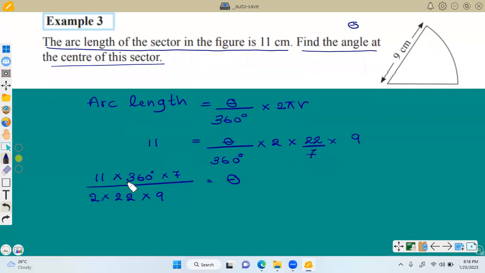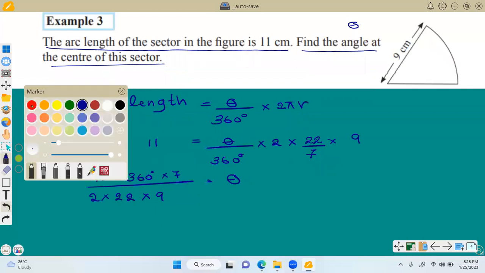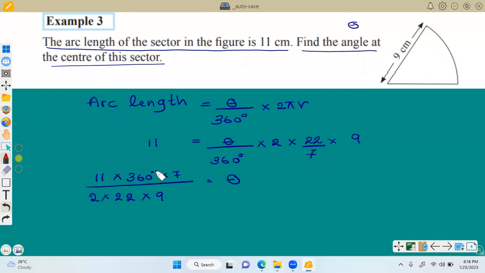So now we can simplify. Look at how we can simplify. 360 divided by 9 is 40, because 36 divided by 9 is 4, and the 0 is added to the last. Then 11 divided by 11 is 1. 22 divided by 11 is 2. Then 40 divided by 2 is 20. 20 divided by 2 is 10.